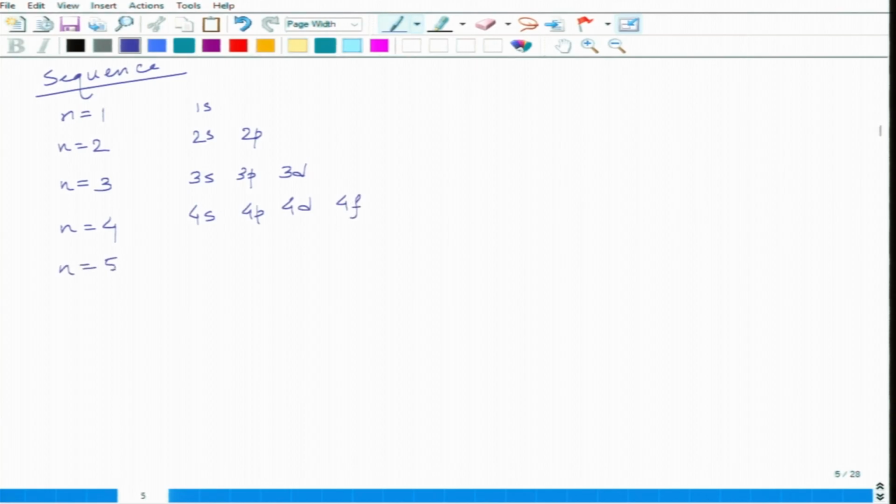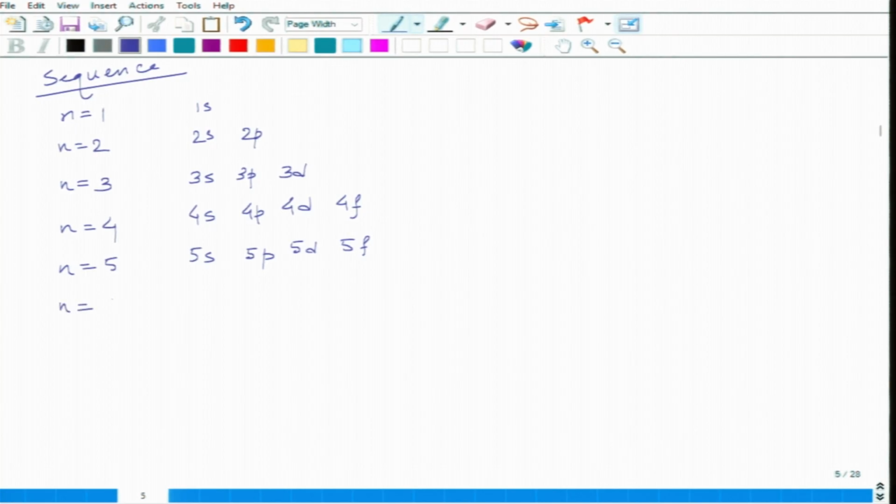For n equal to 5, we will have 5s, 5p, 5d, 5f. Now, there can be 5g also, because it will have 5 subshells, that is theoretically, but we have discussed that beyond f the other subshells are not used. So, we will consider up to f only.